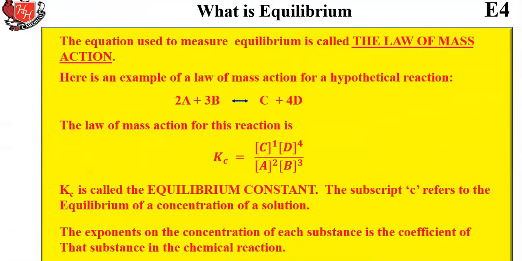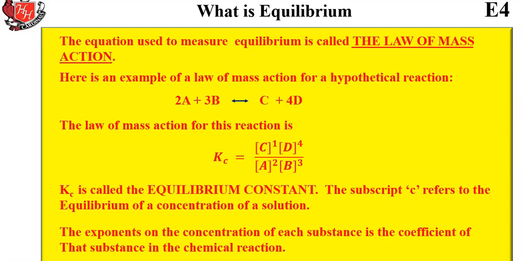All right, the equation used to measure equilibrium is called the law of mass action. Here's an example of a law of mass action for a hypothetical reaction. Hypothetical just means we're just using imaginary reactants and products, A, B, C, and D there. So if you have 2A plus 3B giving you a reversible reaction producing products C plus 4D, then the law of mass action is written as follows.